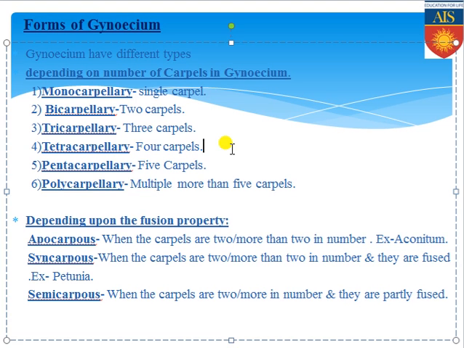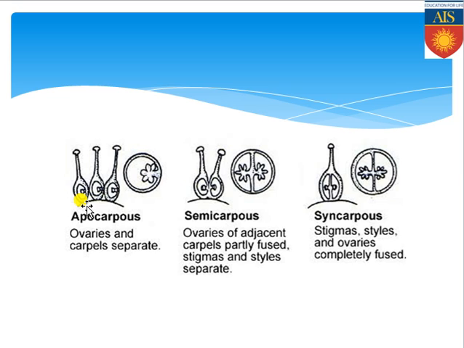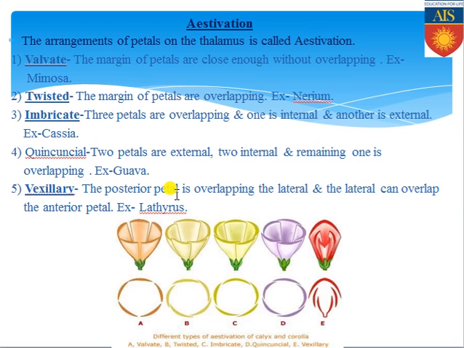Now we are coming to the next slide. Here you can see apocarpous, where ovaries and carpels are separate. Semicarpous means half separate, half fused, and syncarpous means all are completely fused.